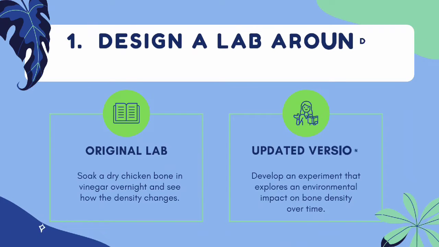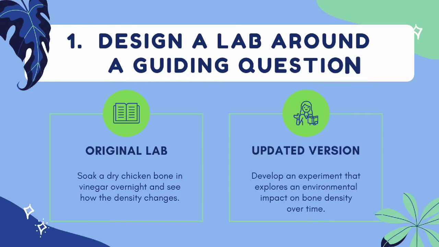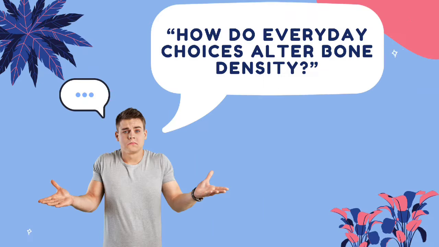First, design a lab around a guiding question. Original lab: soak a dry chicken bone in vinegar overnight and see how the density changes. The updated version: develop an experiment that explores an environmental impact on bone density over time. To implement this idea in your classroom, start with the guiding question. For example, how do everyday choices alter bone density?